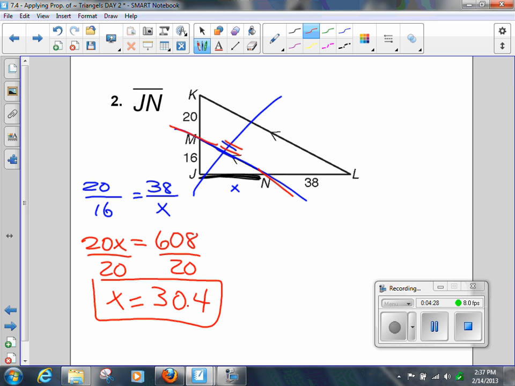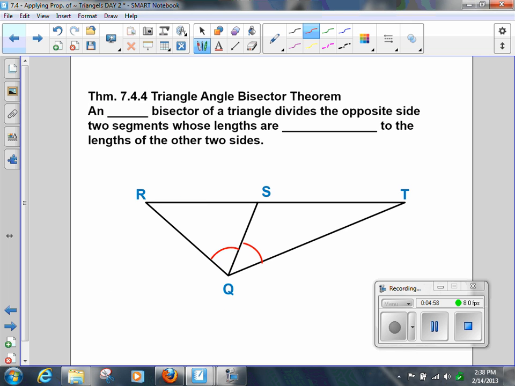How did you set it up? You did it 16 over x is equal to 20 over 38. And you get the same thing. Yes, absolutely. And that's fine. That's the beauty of this proportion. This makes more sense to you? Oh, that's okay. Do it like that. Okay? But this is proving to you there's more than one way to skin a cat.